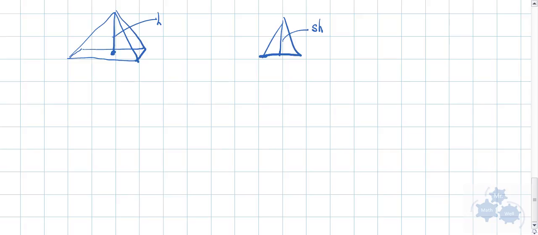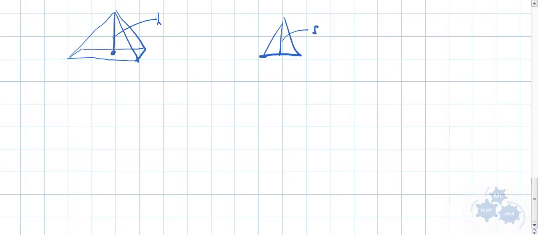SH? I don't like that. Slant height. What is the symbol here in this book? Is it L? I don't know. I can't remember this one. I guess it's just S. It's just S. Okay? So they don't use the S for the side of a square. Okay? They use S for slant height.